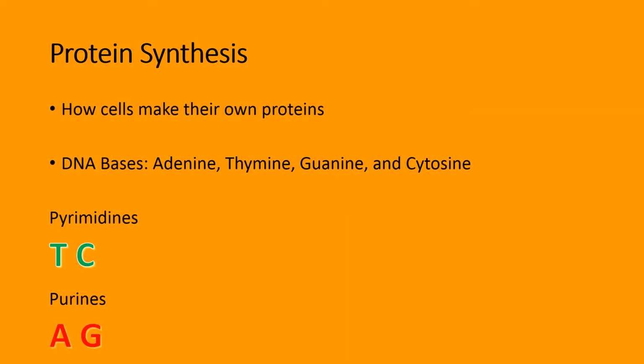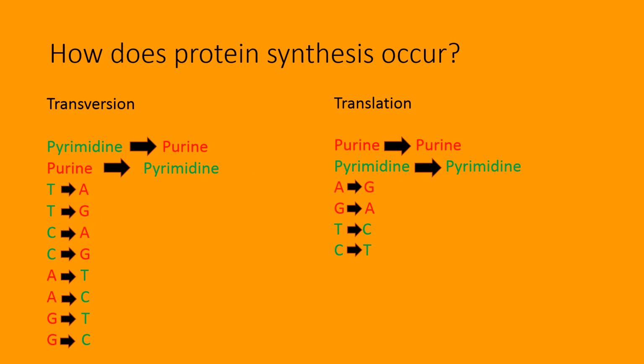Protein synthesis is the process of how cells make proteins. DNA is 4 different base types: adenine and guanine, which are purines, and thymine and cytosine, which are pyrimidines. Point mutations can occur in two ways: transversion or transition. Transversion is when a pyrimidine is swapped for a purine or vice versa. Transition is when a purine is swapped for another purine or a pyrimidine is swapped for another pyrimidine.